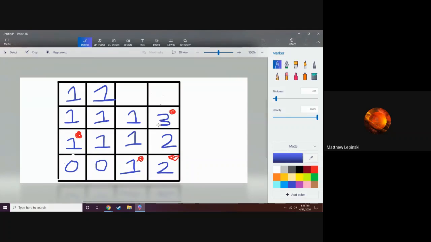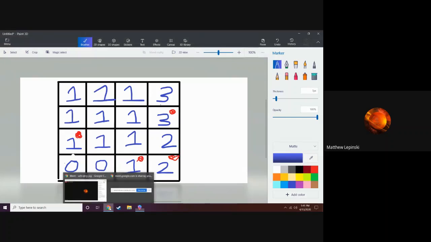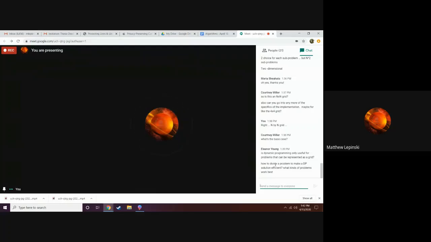And this then becomes a 3 because it is itself red. 1, 3. That makes sense? Was that helpful?